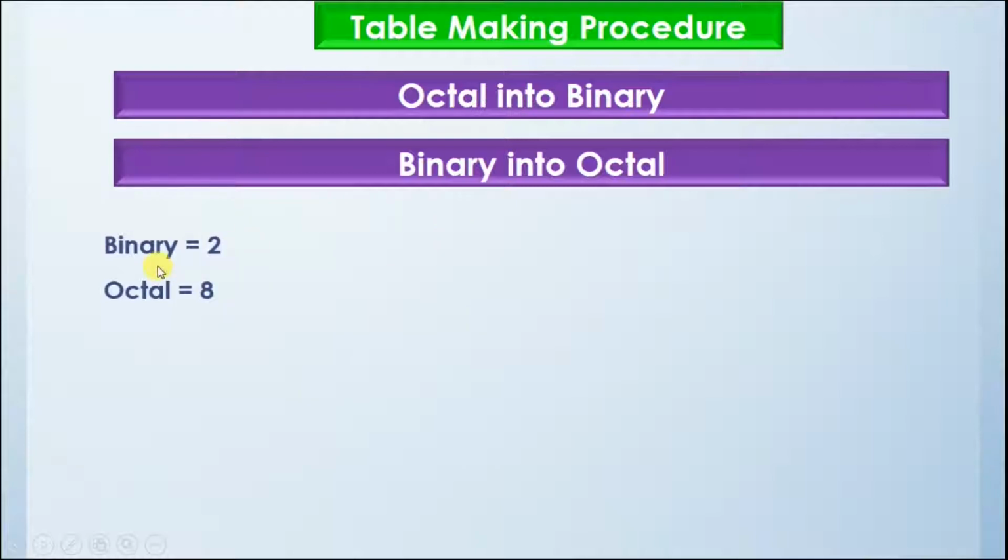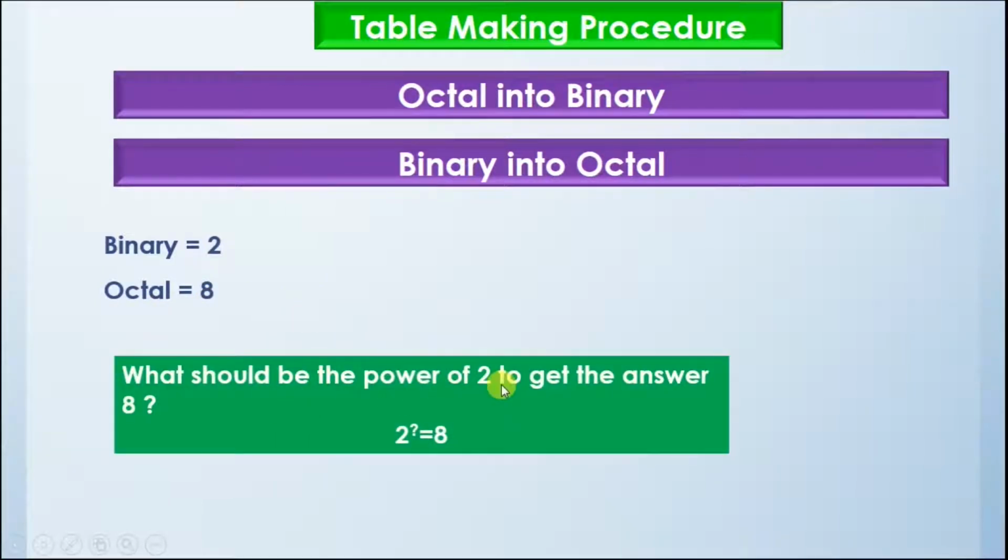We know that the binary has the base 2 and the octal has the base 8. So, what should be the power of 2 to get the answer 8? So now we find out. 2 multiplied by 2 is equal to 4 and 4 multiplied by 2 is equal to 8. So 2 raised to power 3 is equal to 8. Or we can say that 2 is multiplied 3 times to make 8. So the power of 2 to get the answer 8 is 3.